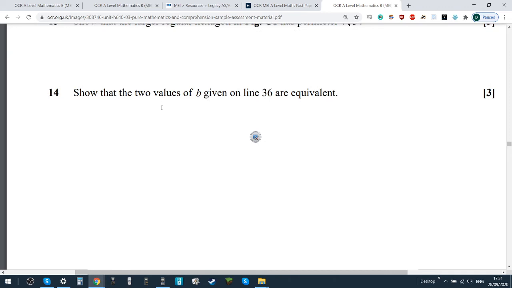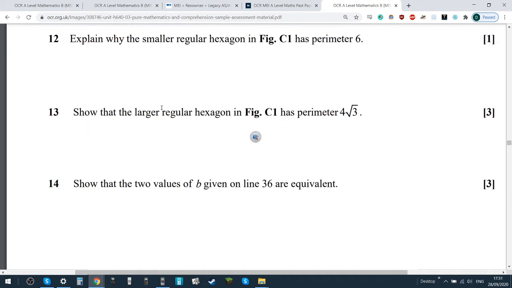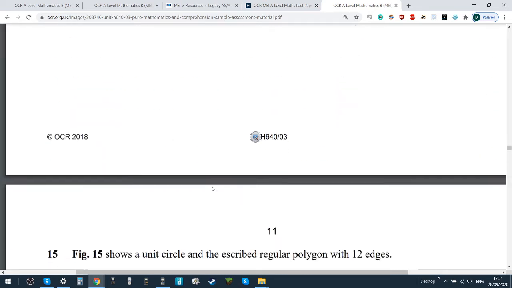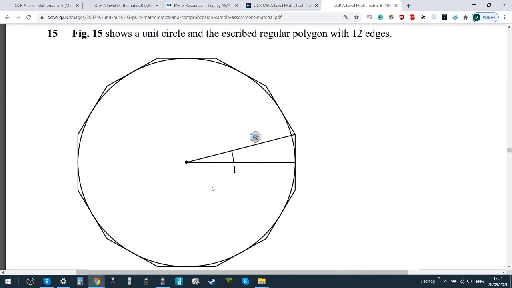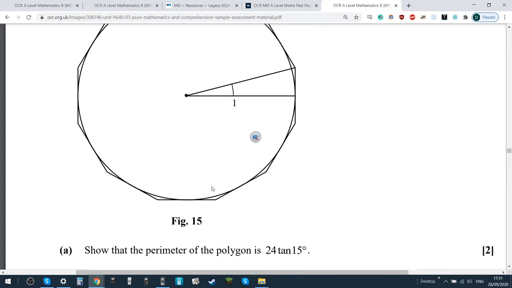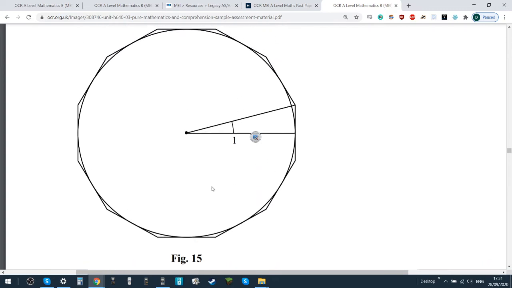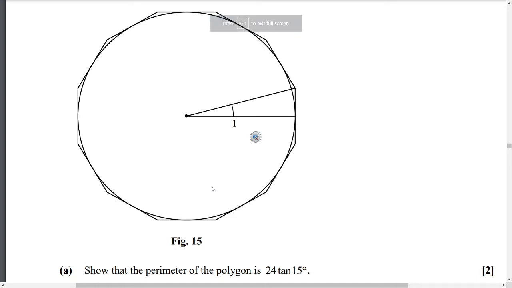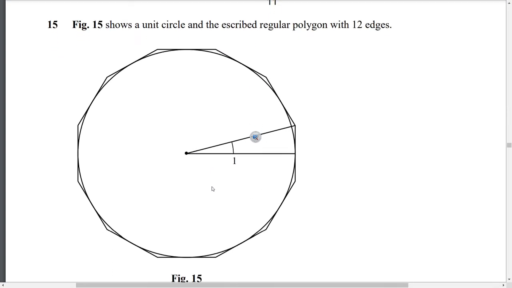Are you not? Well, yeah, you have to prove, you can't just sub it in, because then you're using the thing. Yeah. Okay, show that the two are equivalent. That was one. Yeah, so interesting. Shows a unit circle with 12 edges. Show that the perimeter of the polygon. Okay, this is basically the same question that was there before.